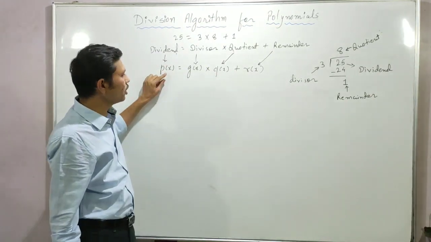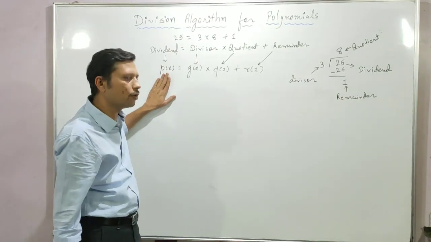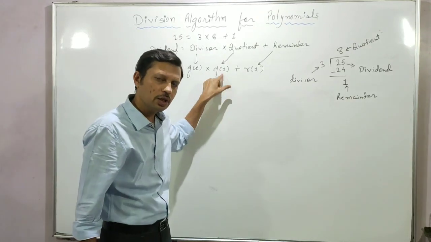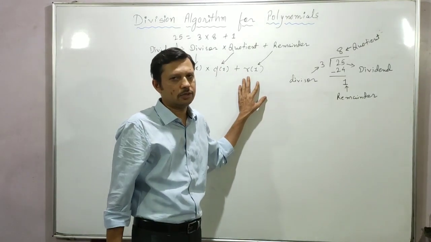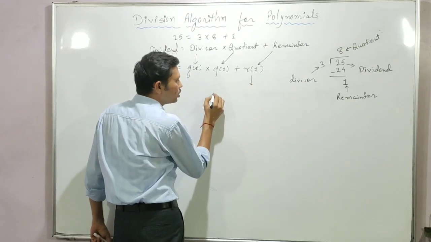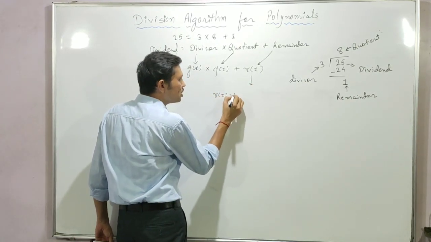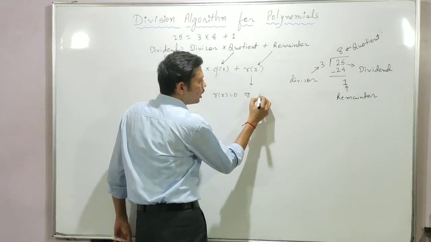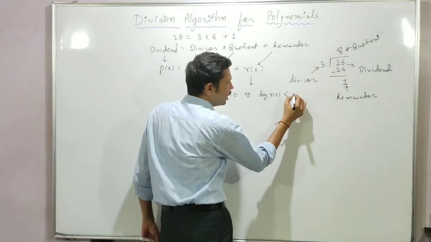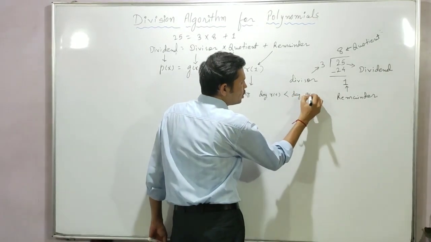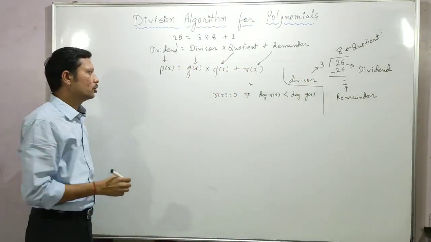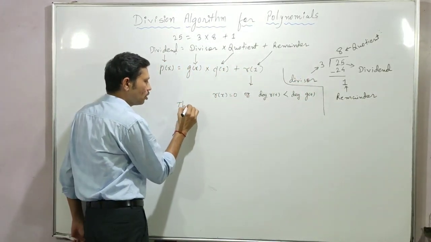Now remember students, p of x is the standard symbol we use for the dividend, g of x for the divisor, q of x for the quotient and r of x for the remainder. Okay, true. But one condition is there for r of x. What is the condition? The r of x can be 0, or the degree of r of x should be less than the degree of g of x, that means our divisor. Understood?